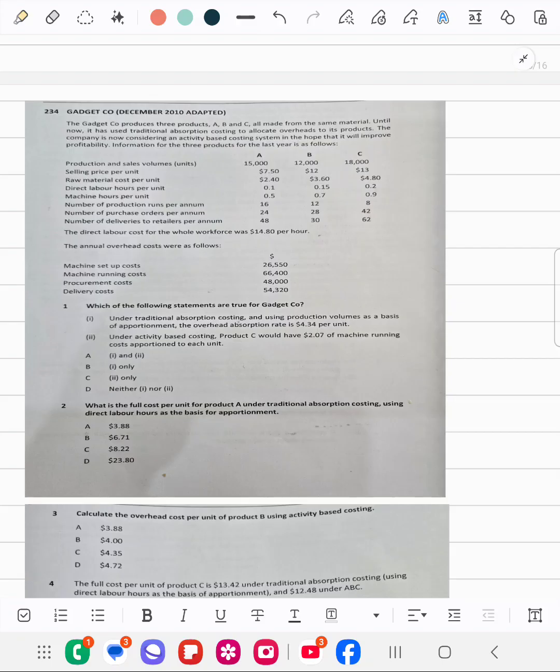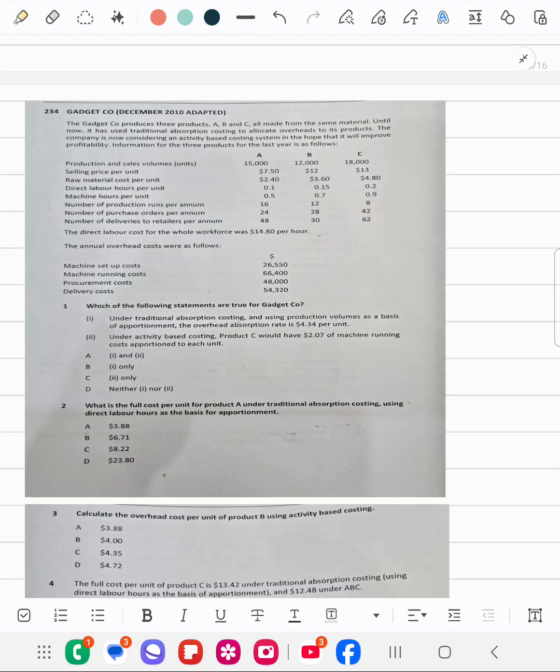The production and the sales volume for A, B, and C are given as follows, and the selling price per unit has been given, raw material cost per unit has been given for A, B, and C. Direct labor rate per unit has been given, machine rate per unit has also been given, number of production runs per annum, number of purchase orders per annum, and number of deliveries to retailers per annum.